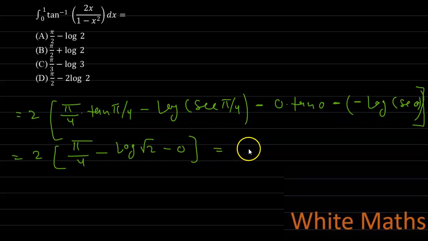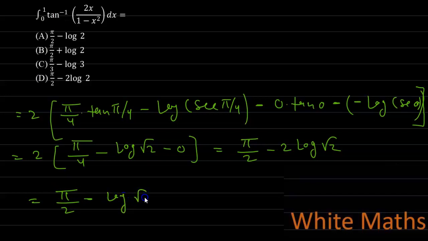Now take 2 inside the bracket, then we will get pi by 2 minus 2 log root 2. It can also be written as pi by 2 minus log of root 2 square in power form. Since root 2 square is 2, this will become pi by 2 minus log 2. That is, our answer is pi by 2 minus log 2. So option 1 is the correct answer. Thank you.